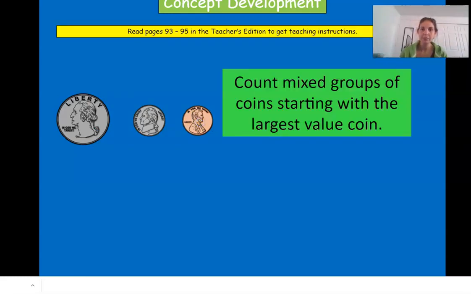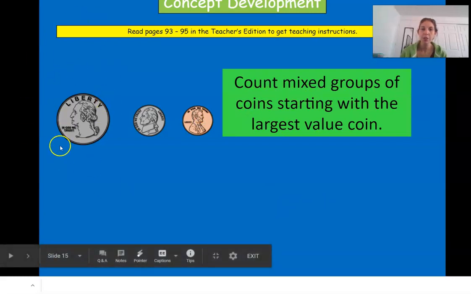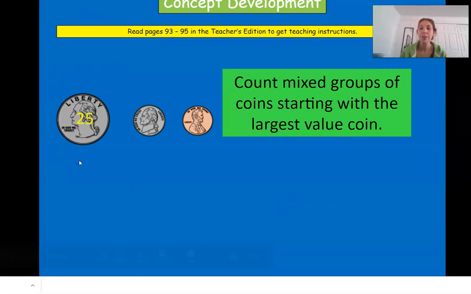Look at this one. Count mixed groups, starting with the largest coin, and we have a quarter. It's worth 25 cents. And then we have to add, how much is this guy worth? Who remembers? The nickel is worth 5 cents. We have 25 and then 5 more. That's going to give us 30. And then we need 1 more to give us 31 cents.